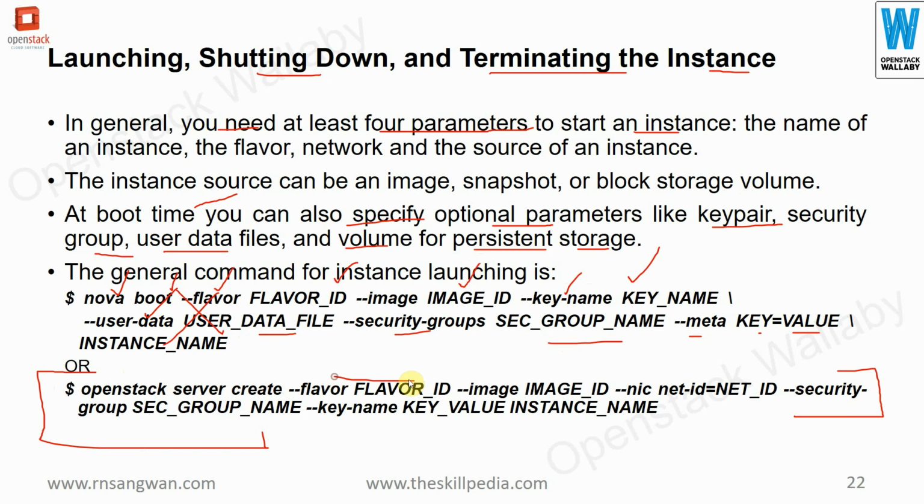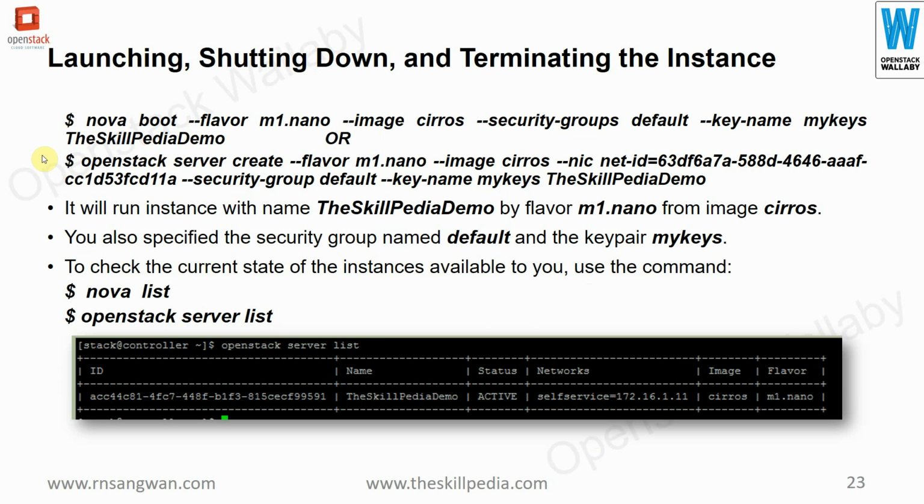openstack server create, flavor, image, NIC, net-id, security group, name, and key name, that is the key pair details, and metadata. This is a real example: openstack server create, flavor m1.nano, image, NIC, net-id, which I have on my system, security group default, and key name is mykeys, the Skillpedia demo. I'll show you everything in action very quickly.